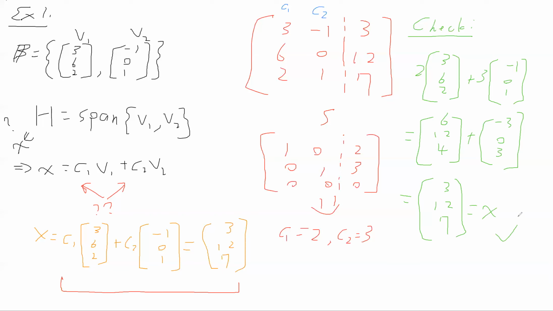So what does this tell us? In the beginning, we are given a basis with two vectors, v1 and v2.